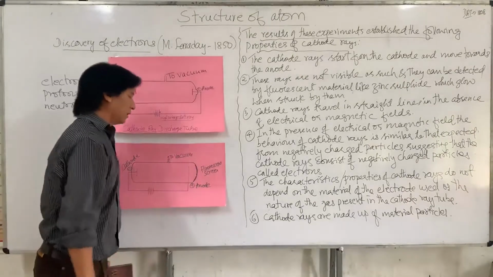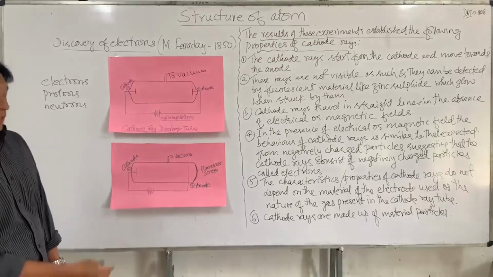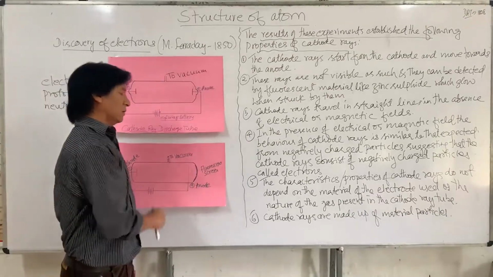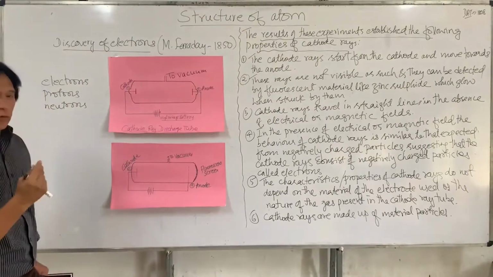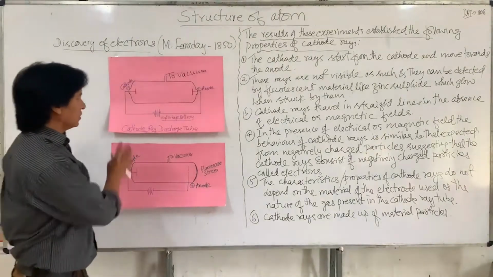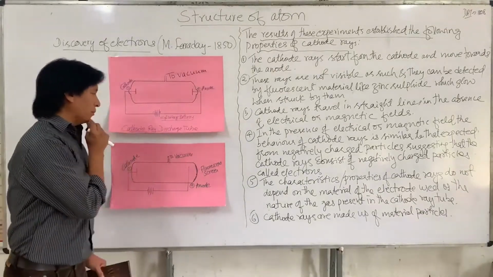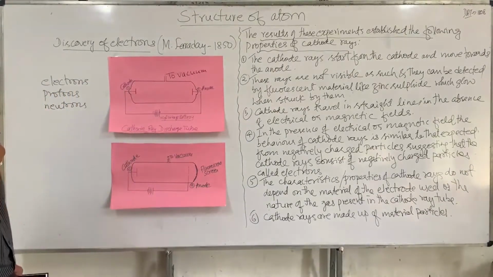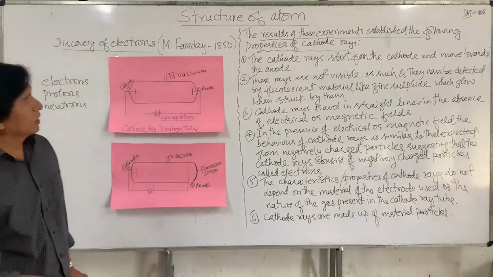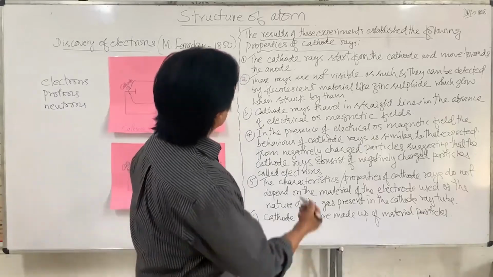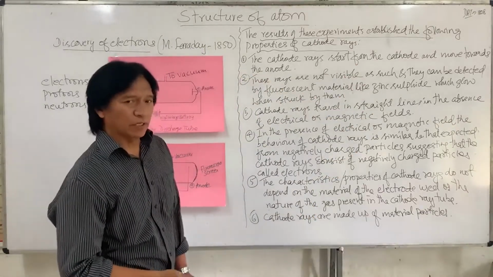So this indicated that there were these particles coming from the anode and then moving towards the cathode, and these particles were called cathode rays, right? So this is all about how cathode rays were discovered. And now, based on the results obtained from these experiments, you can see that the following properties of cathode rays were established.